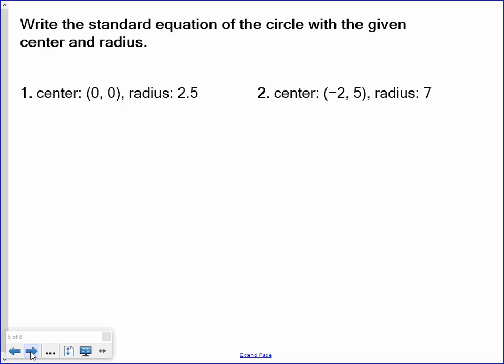Okay, try those two on your own really quick. So here's your standard equation. And I want you to fill in the h, the k, and the r squared. Go. So this is exactly what it'll look like on your test. This is the center, this is the radius, write the equation, go.